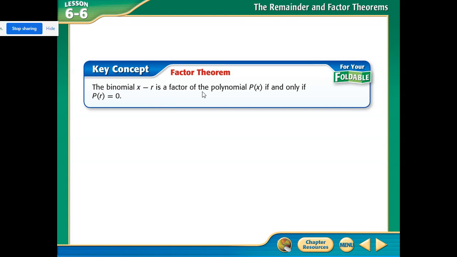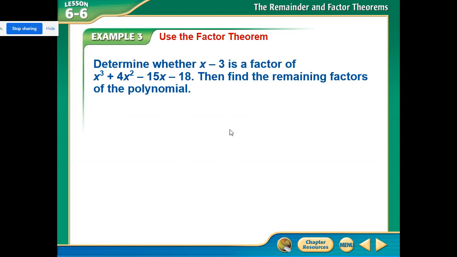X minus r is a factor if and only if the remainder is 0. So we're going to do some synthetic division in order to find the factors. Now today, what's going to be nice is they're going to tell you which one to try and see if it is a factor and get all the factors that way. Later on in this week, we're going to do it ourselves. We're going to have to find our own factors. All right, so let's see what a problem is.